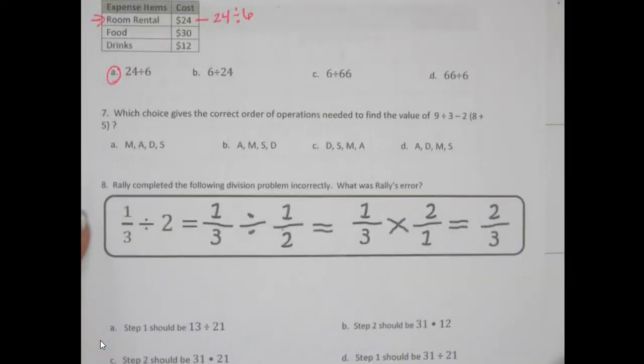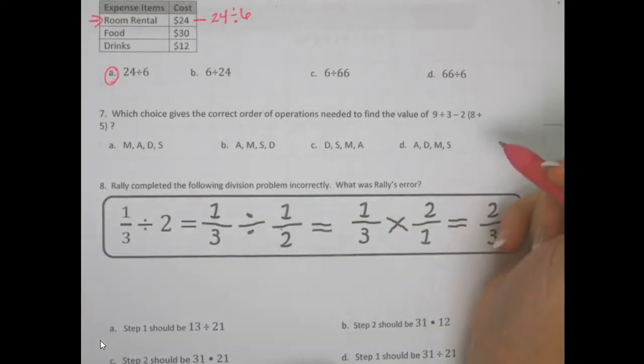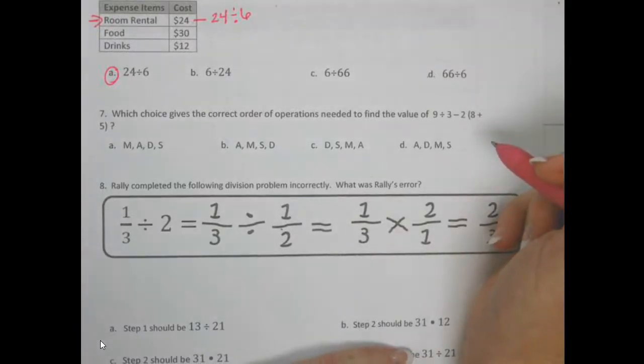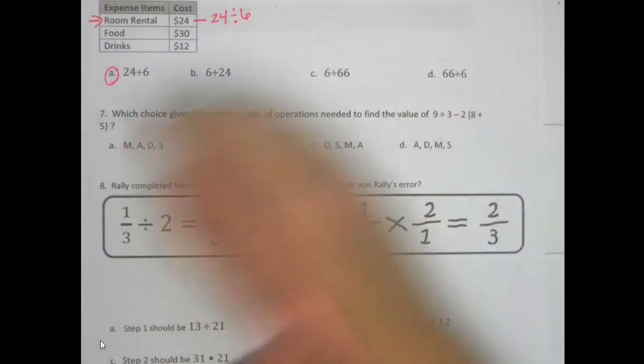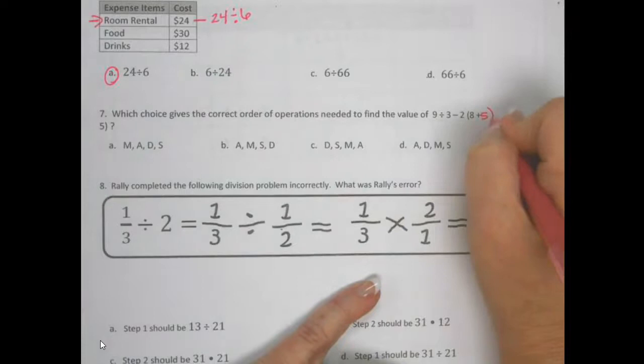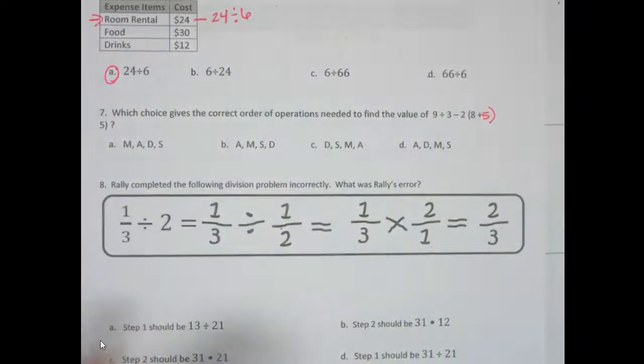So look at number 7. Which choice gives the correct order of the operations needed to find the value? I'm going to move my +5 that went off to the side over here. It's not asking me to solve anything. It's asking me which order am I going to solve this in.